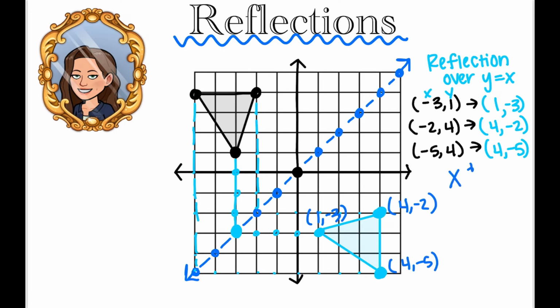So when you have a reflection over the line y equals x, your x and y values switch places. So if you have your point x comma y, then you would just take those numbers, whatever they are, and switch their places.